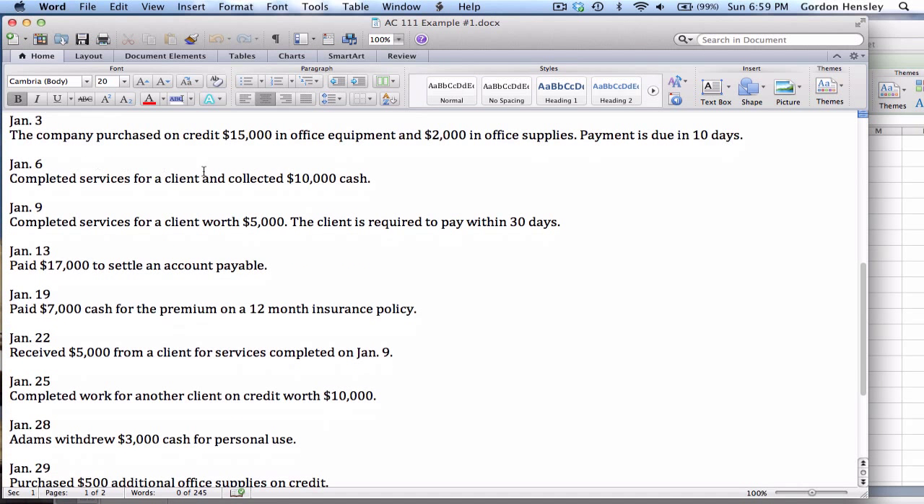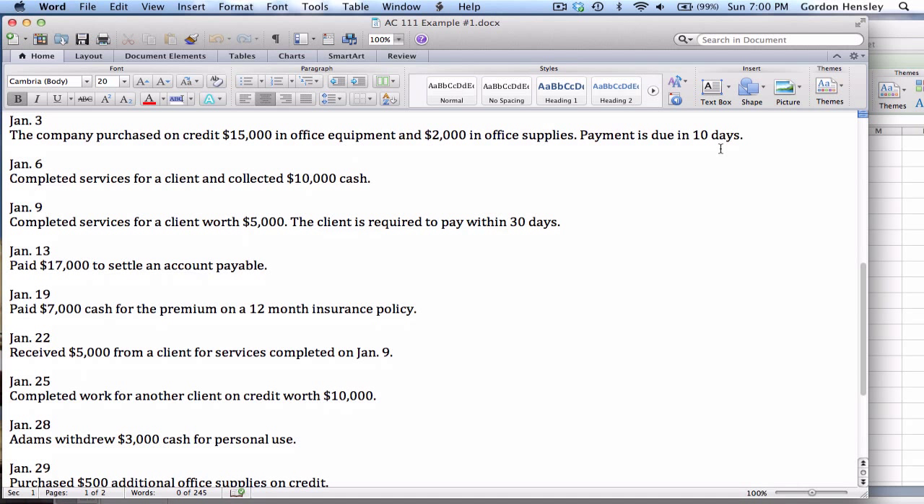The next transaction is on January the 3rd. It says the company purchased on credit $15,000 in office equipment and $2,000 in office supplies, and it says payment is due in 10 days. Now, when I see a transaction like that, there's a couple things that jump out right off the bat. It says purchased on credit, and it says payment is due in 10 days. So what that tells me is we have not paid for this.